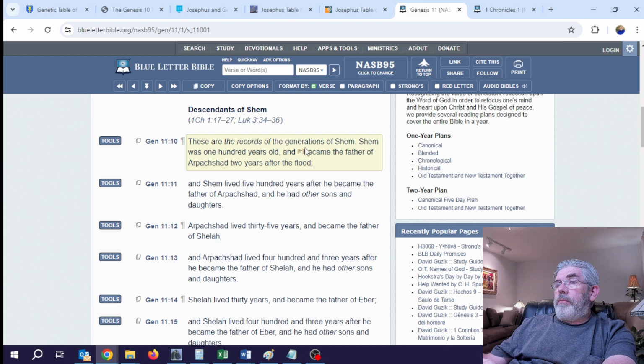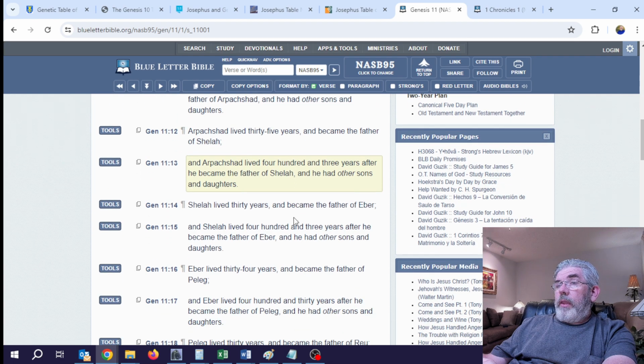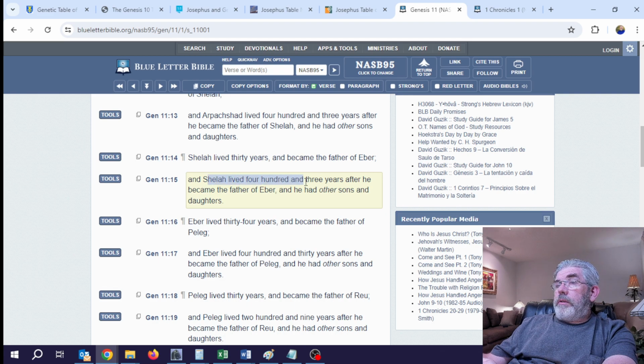Shem was 100 years old and became the father of Arpachshad 2 years after the flood. And Shem lived 500 years and he begot Arpachshad. Arpachshad lived 35 years, begot Shelah. Arpachshad lived 400 years and 3 years and became the father of Shelah. Shelah lived 30 years and became the father of Eber. And Shelah lived 403 years after he begot Eber. And then Eber lived 34 years and begot Peleg. Now, we know from Genesis 10 that he also begot Joktan, and there's a whole other genealogy there. But Peleg's the important one.